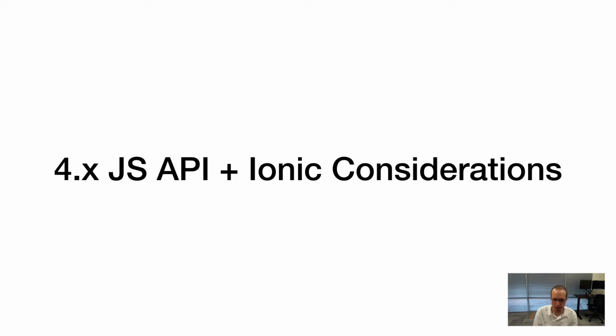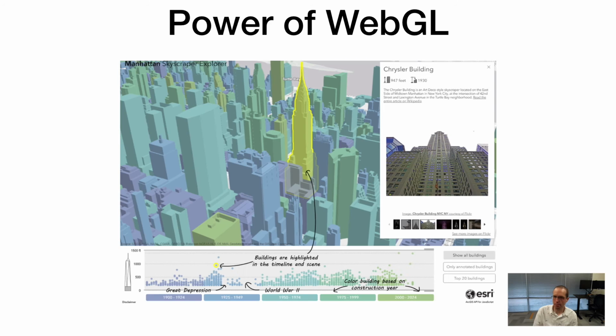I want to shift gears here and talk a little bit about the JavaScript API 4x and considerations with Ionic. In our application, we're not using 4x at this time, but we've done some research on it. So the 4x API uses a wonderful thing, WebGL, and WebGL allows you to go into the next generation of mapping. It allows you to do really fancy stuff with 3D, which is kind of amazing. It allows you to draw more things on the map and still maintain a good level of performance. And this is kind of the way forward with mapping.